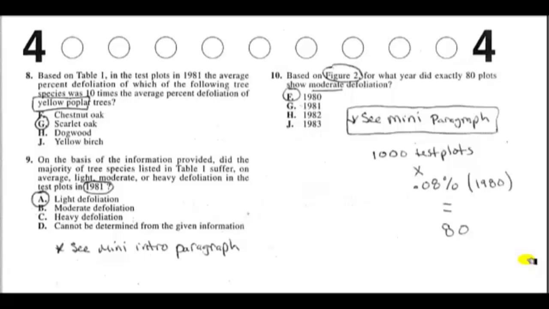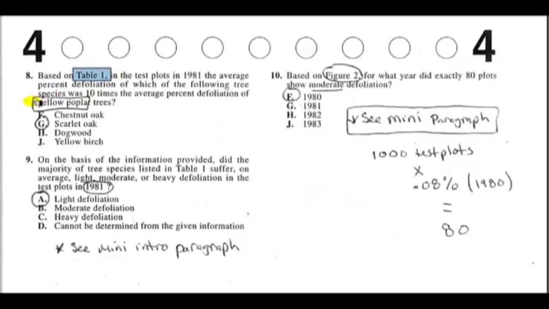Test 69A, Science Practice Problem number 8. Number 8 says, based on Table 1, in the test plots in 1981, the average percent deforestation of which of the following tree species was 10 times the average percent deforestation of yellow poplar. Now, listen, this question is very, very easy. All you really need to do is follow directions and take the information they give you. Number 1, go to Table 1.